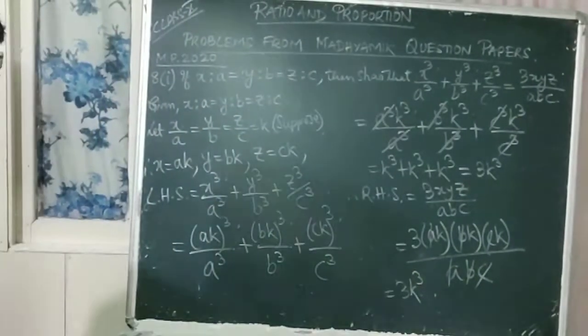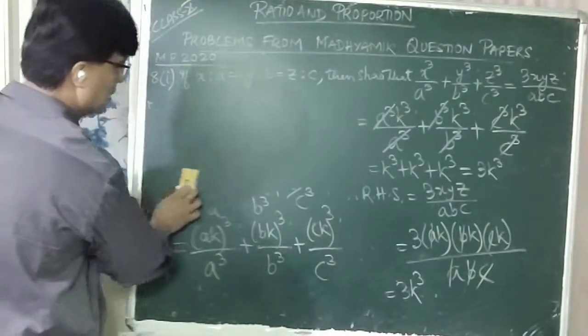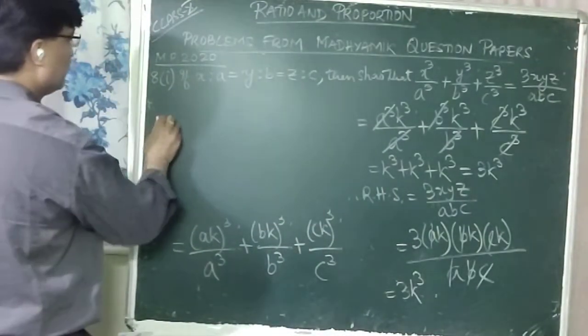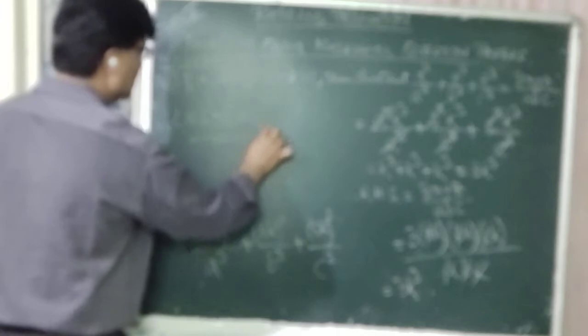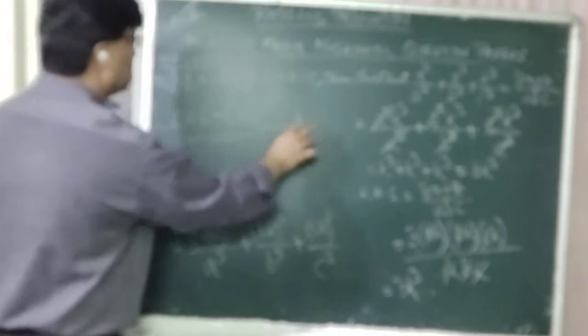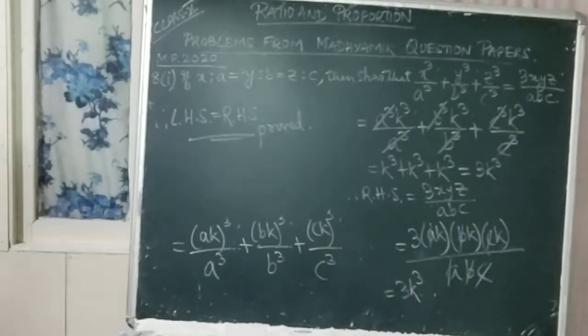That means what can we write? Therefore you can write LHS is equal to RHS and write proved. Therefore LHS is equal to RHS. That is also proved. Is that clear now? So you can copy it. So we'll do the next question now.